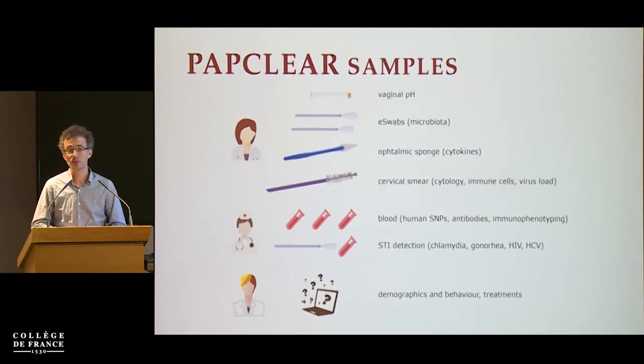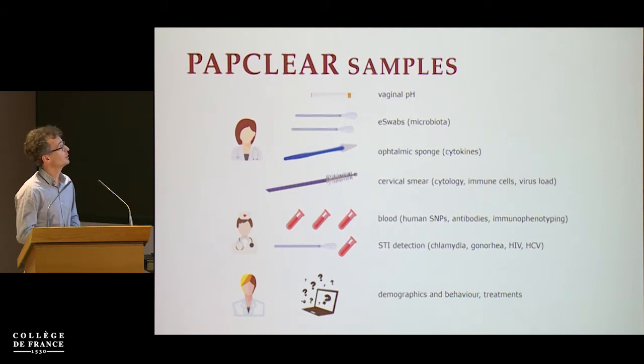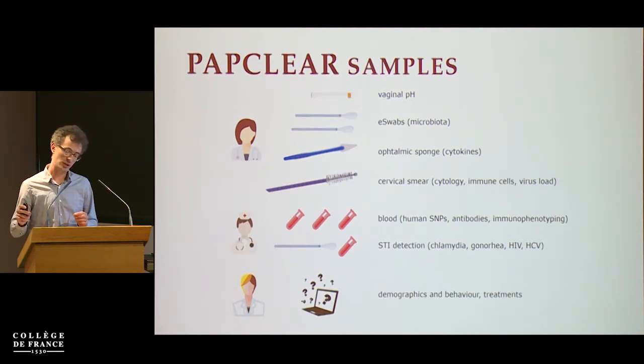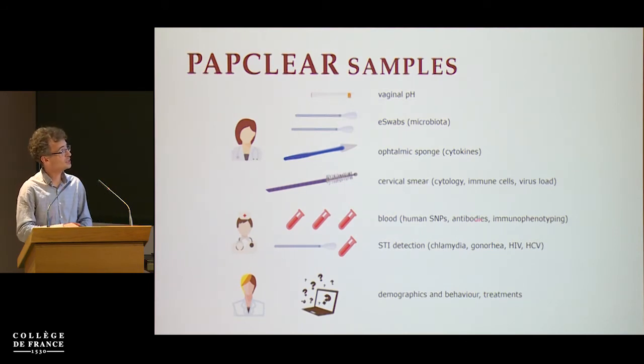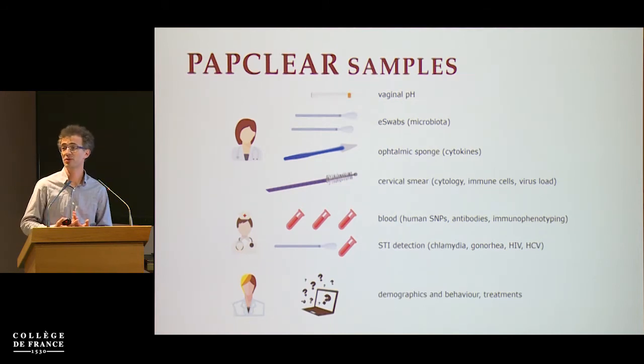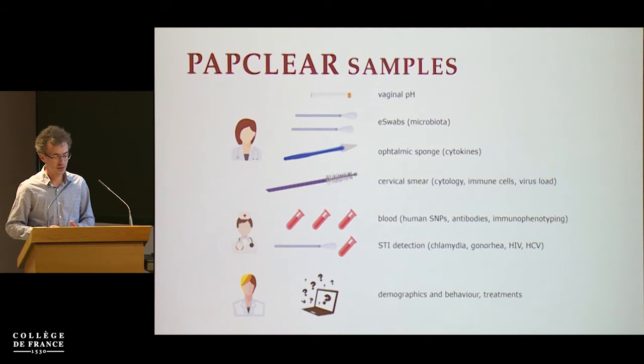We collect lots of samples. I will not have time to go into a lot of details, but just to give you an idea, during these visits, we measure vaginal pH. We collect swabs to look at the microbiota, to extract the DNA. We use ophthalmic sponges to collect vaginal secretions. This is to look at cytokines, so the immune response. And then we have cervical smears. These are used to do a cytology, to detect whether there are potentially cancerous lesions, or to count immune cells using flow cytometry, which is a nightmare, and also to measure virus load.